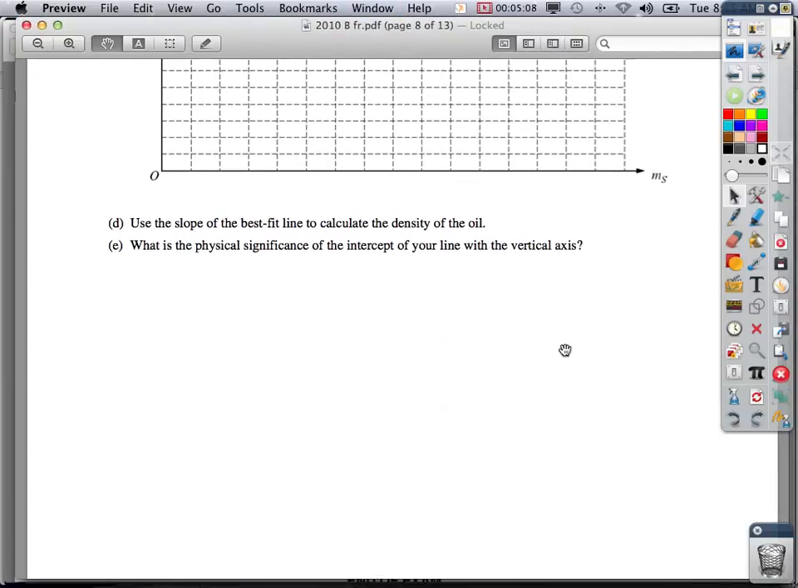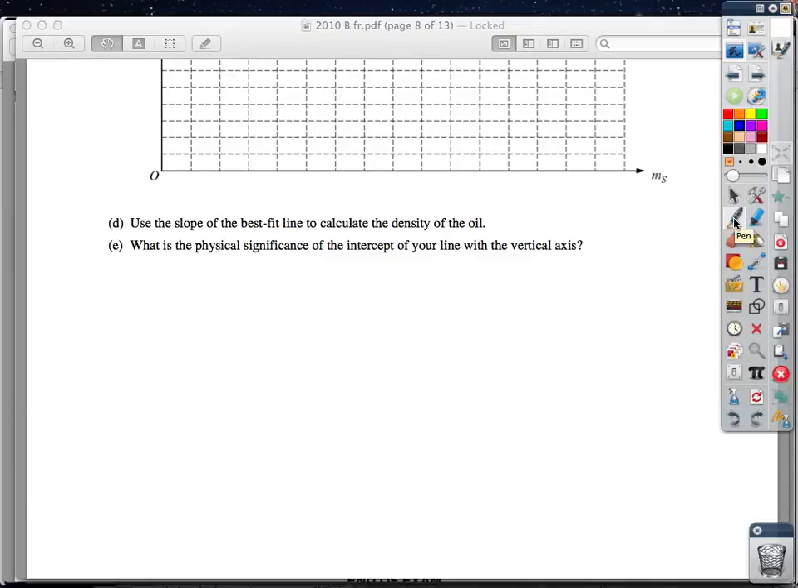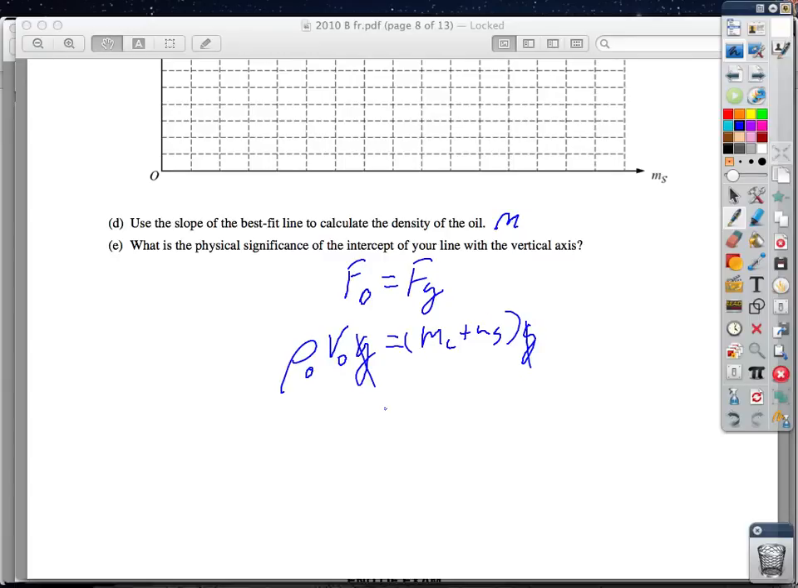Use the slope of the best fit line to calculate the density of the oil. So you're going to get some slope, and we've already written this. We said F_B is equal to F_G, and this was rho of the oil times volume of the oil times gravity, and this was mass of the cup plus mass of the stone times gravity. So that goes away, and the density is going to be mass of the cup plus mass of the stone over the volume of the oil. So this is actually the opposite of our slope.